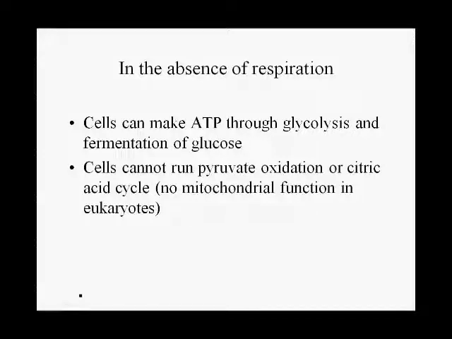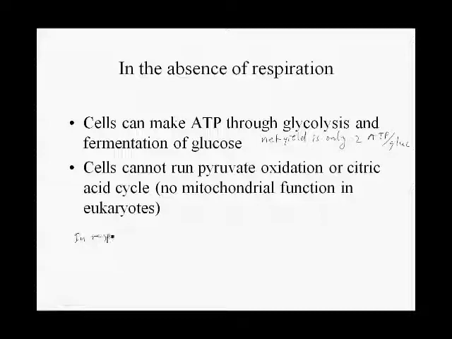So in the absence of respiration, cells can still make ATP through glycolysis and fermentation of glucose. But they make a lot less ATP, because if you start with glucose, the net yield is only 2 ATP per glucose. Compare this to oxidative phosphorylation in a cell respiring oxygen, which has the highest energy yield. The net ATP yield, including substrate level phosphorylation in glycolysis and in the citric acid cycle, let me write this down.